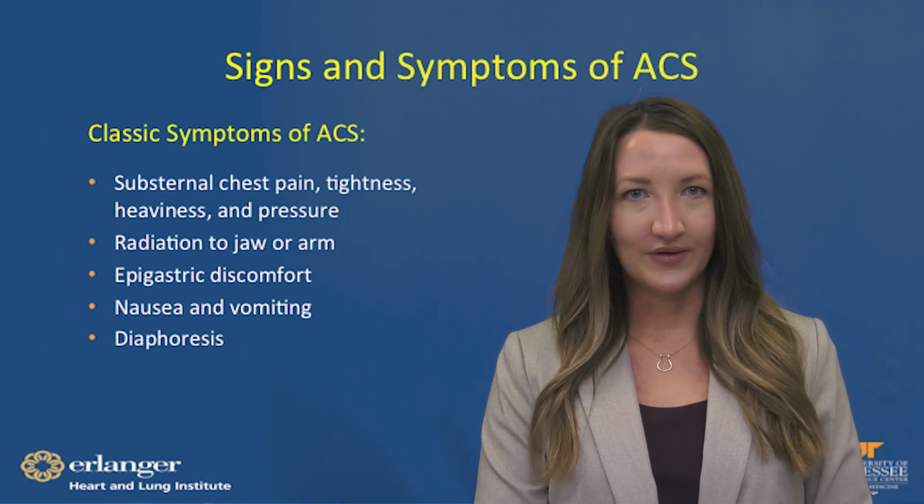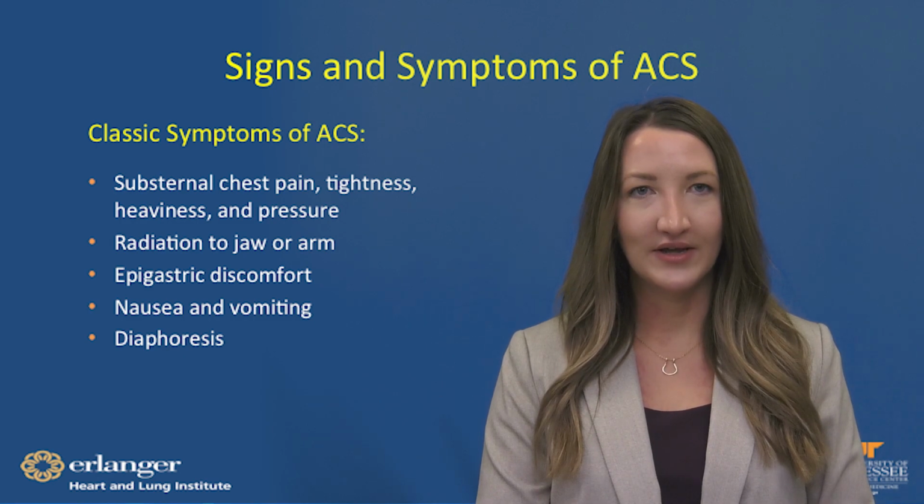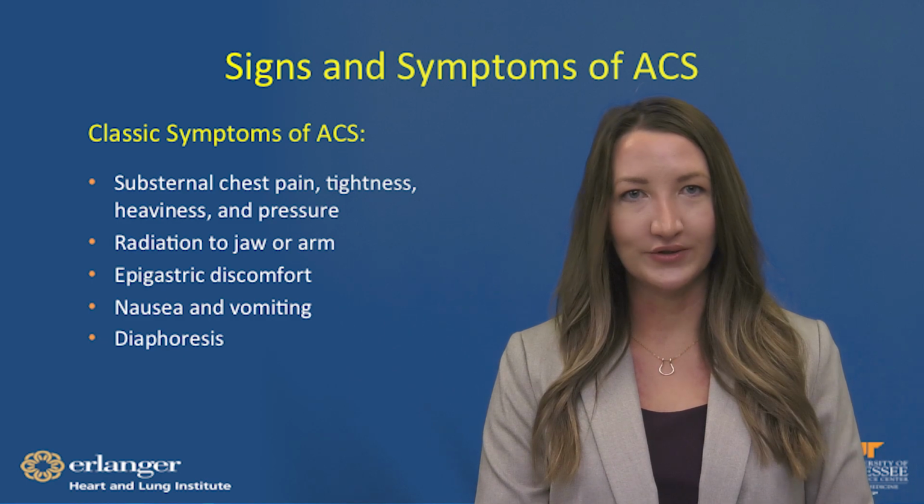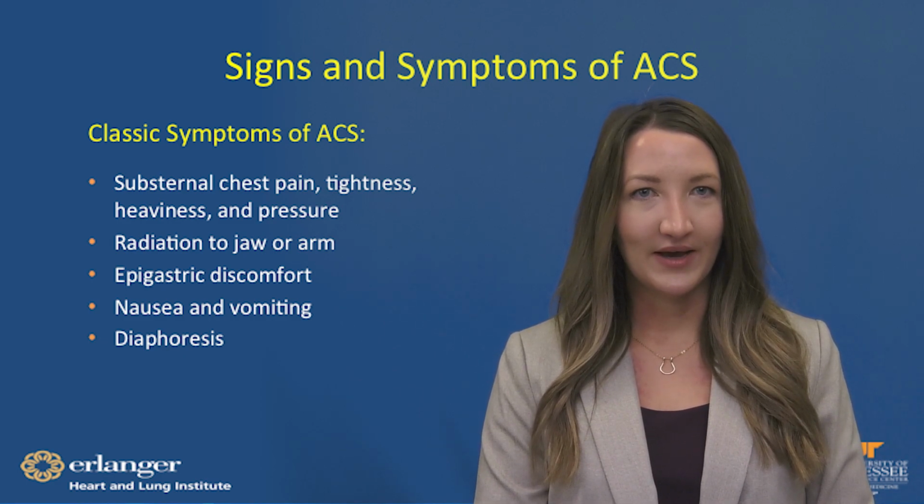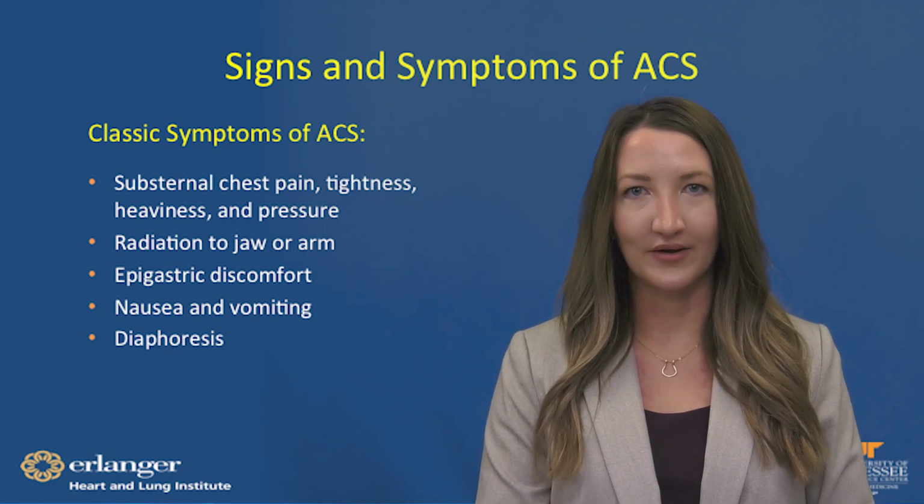Signs and symptoms of acute coronary syndrome classically include substernal chest pain, tightness, pressure, heaviness sensation. Patients often report a radiation of that pain to the jaw or to the arm or shoulder area. They may report epigastric discomfort, may have nausea, vomiting, may have sweating, pallor.